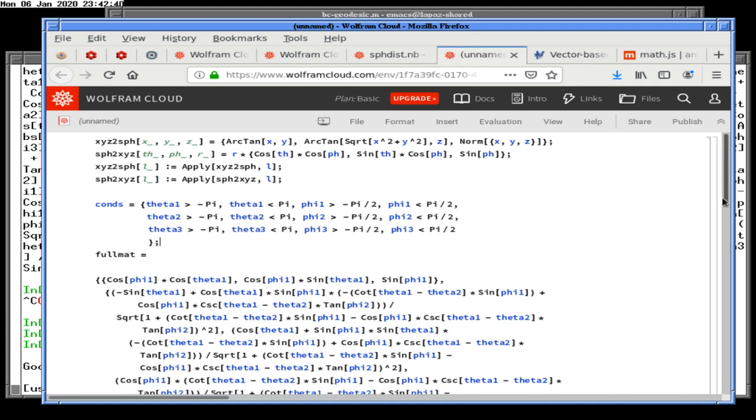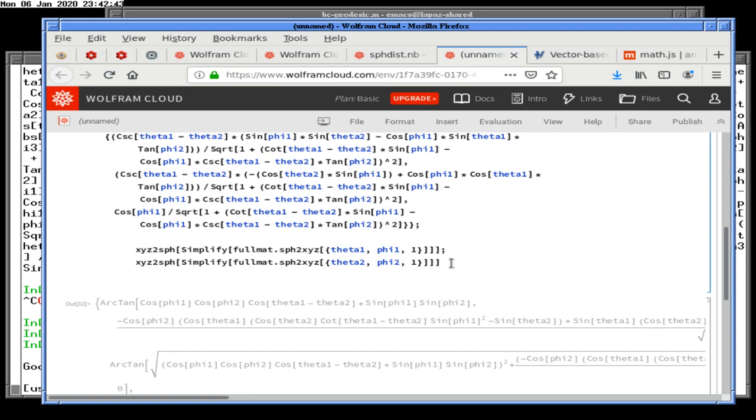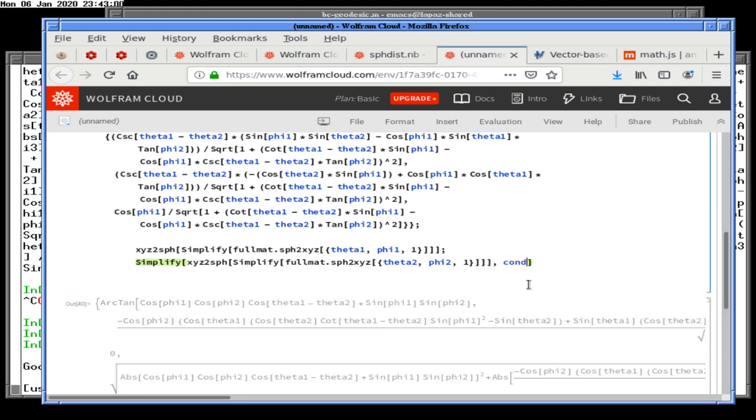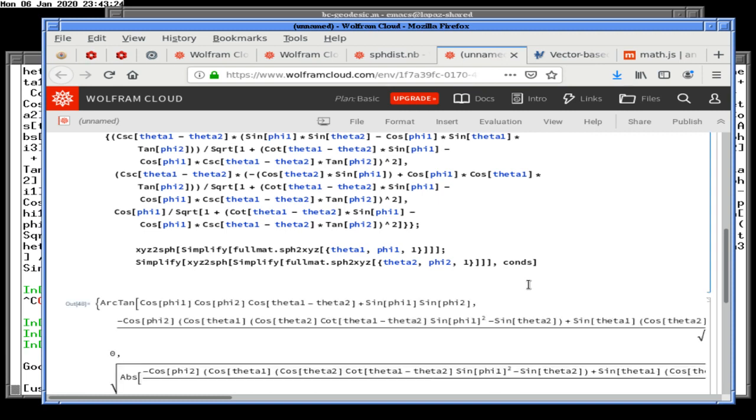I'm curious to see if they'll simplify the translation of phi 2, which we should be seeing a zero in the first coordinate. Let's see what that does. Oh, actually, I needed to add, that's not going to help. I need to put a cons in front of this. Simplify given these conditions. And it's thinking. Still thinking. Wow. Just wow.